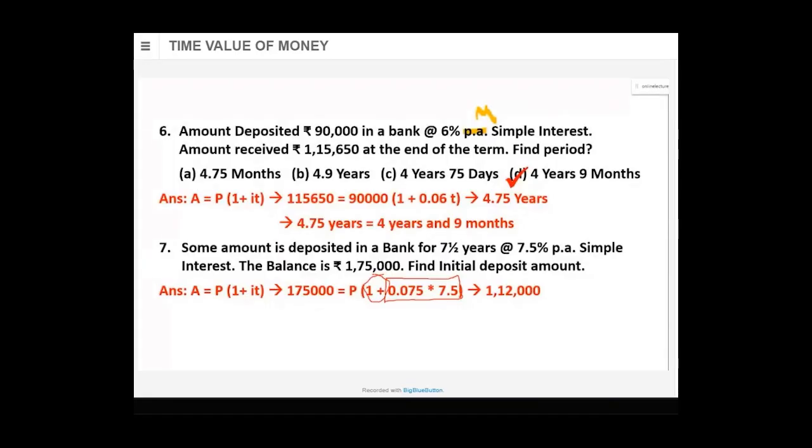Once again, I'm solving once again. First, press that on button, the green button, normal it is on your calculator. Press that on button twice. Now, do that calculation. 0.075 into 7.5 is equal to. On your calculator, it should show 0.5625. Have you got that?